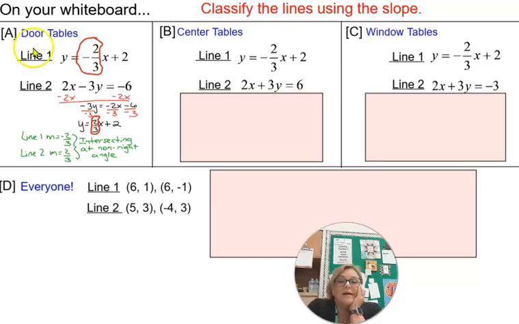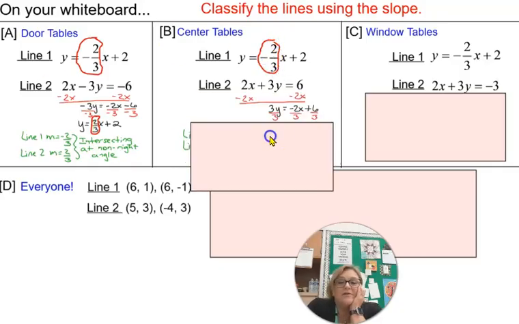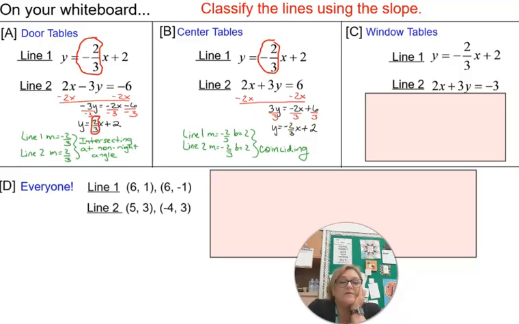In B, again, we're starting with the same line 1, negative 2/3 x plus 2. So the slope is negative 2/3 for line 1. In line 2, when we put that equation from standard form into slope-intercept form, or you can use the shortcut for slope from standard form, we get a slope of negative 2/3. So we have the same slope and we have the same y-intercept. The y-intercept is the b, and that's 2 in both lines 1 and 2. So these lines are coinciding. Same slope, same y-intercept.